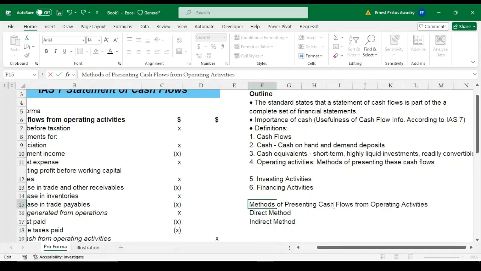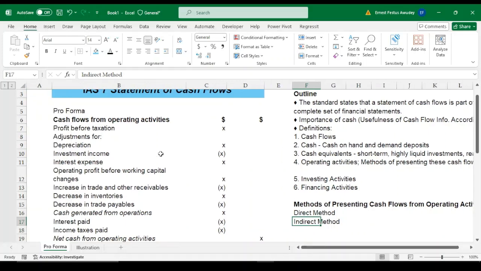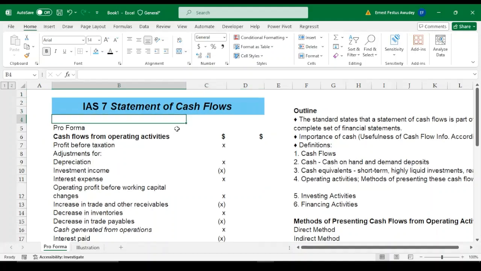So those are the two ways of presenting cash flow information from operating activities. You have the direct method and the indirect method. I said that even though the standard IAS 7 permits the use of either method, the indirect method is the most commonly used. This pro forma statement of cash flow you are seeing here is based on the indirect method. So that is it. Now, what's the direct method? Let me just talk about it, but we are not going to dive into its practical aspects.